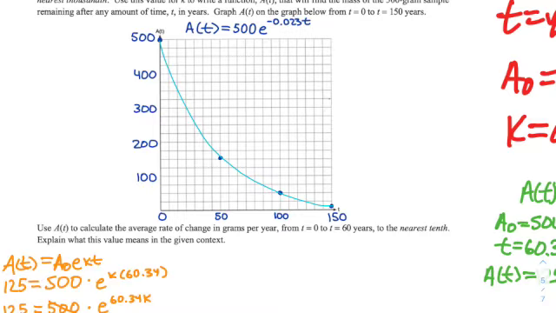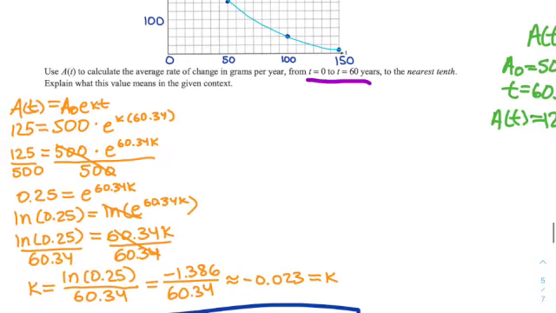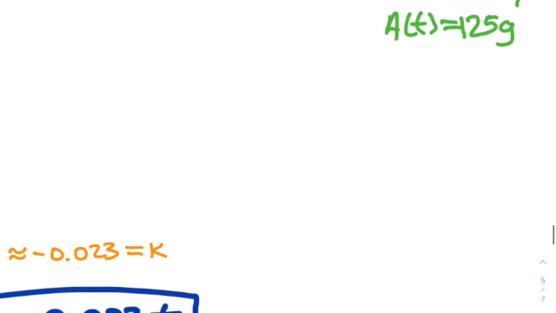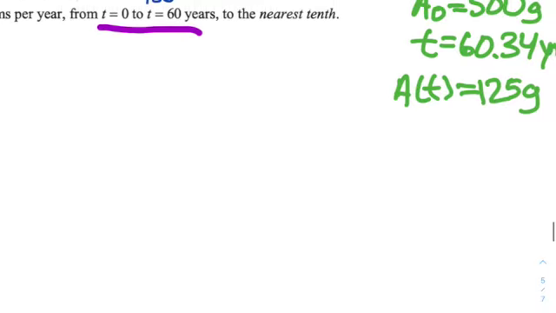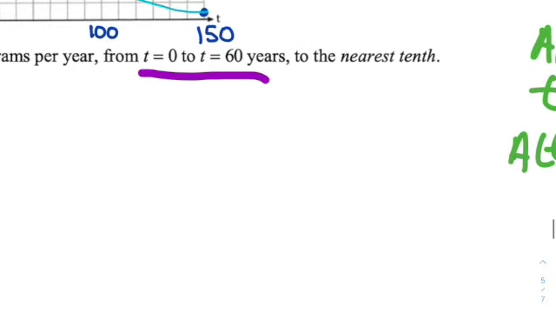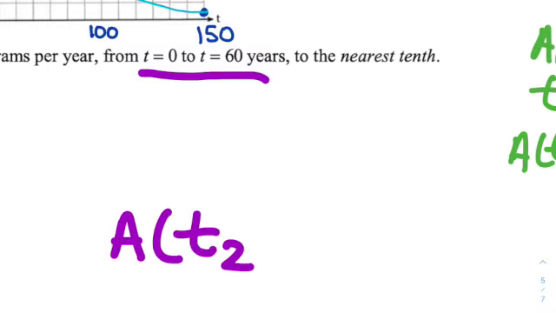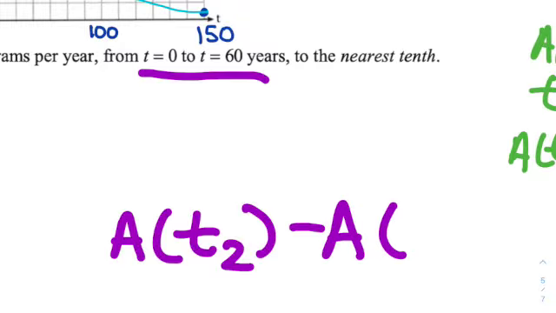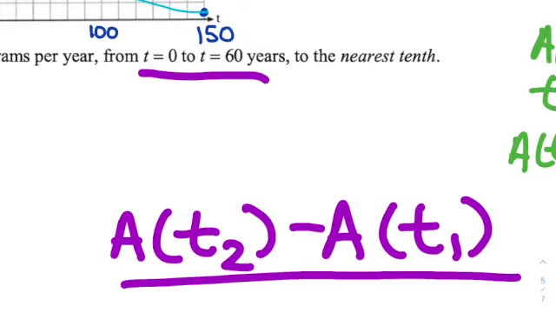The second part of our question reads, use A of t to calculate the average rate of change in grams per year from t equals 0 years to t equals 60 years to the nearest tenth. Explain what this value means in the given context. So we need to go from 60 years to 0 years. We need to figure out how to calculate that. One formula that we can use is A of t2 minus A of t1, and we're going to divide that by t2 minus t1.